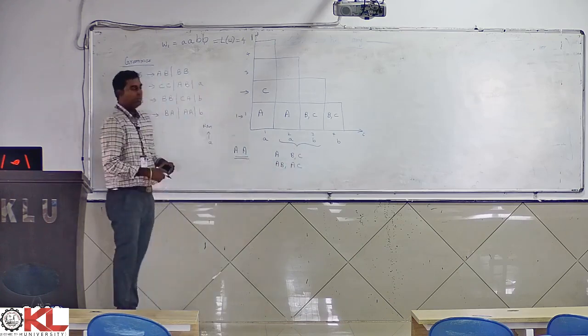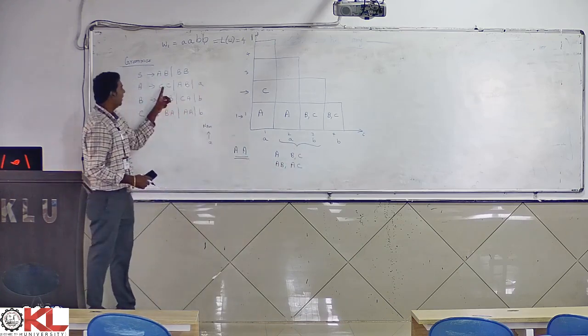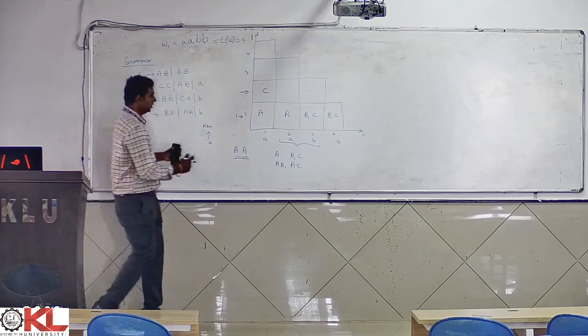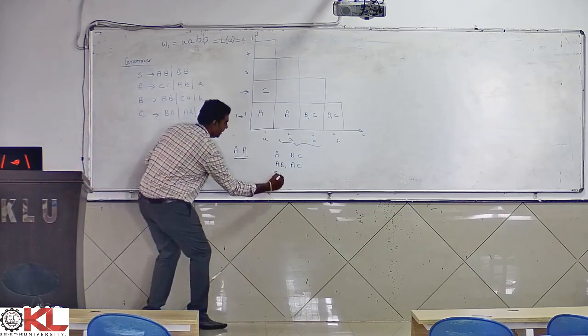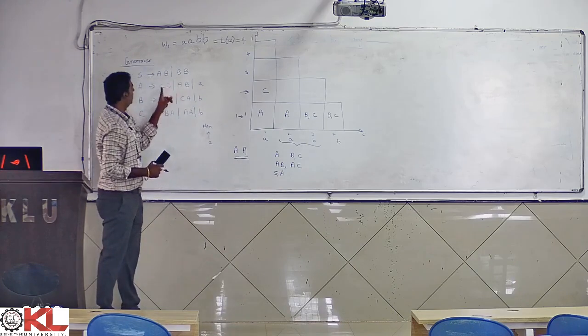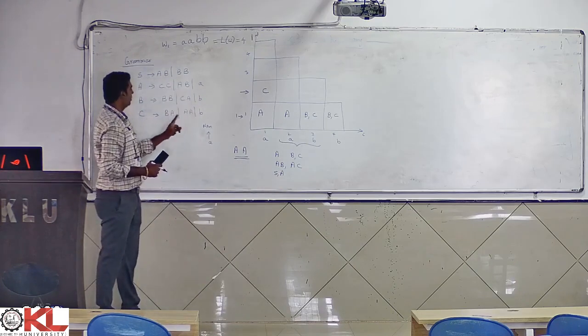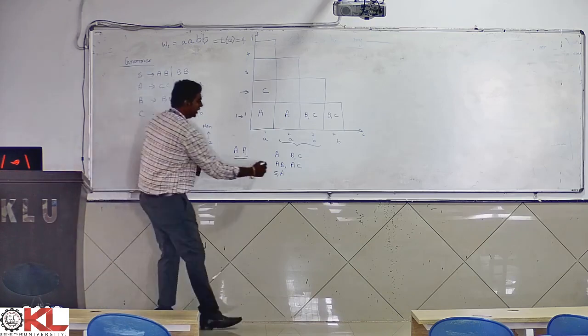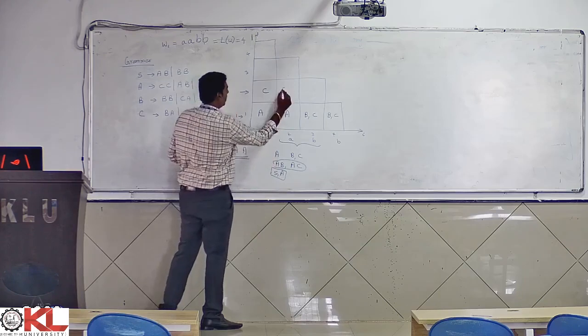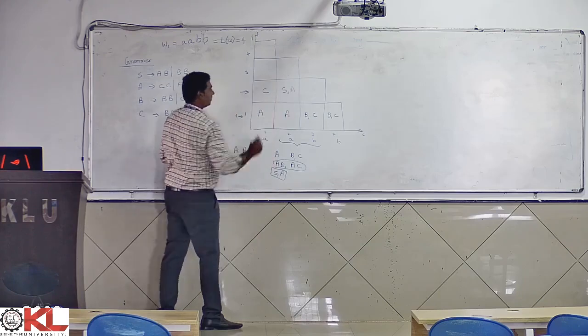Now I am checking where AB comes. S also tends to AB, A also tends to AB. So I am writing here S comma A. Similarly, I am checking for AC. For AC there is no possibility. CA is there but AC is not there. So here, out of these things, I am writing S comma A.